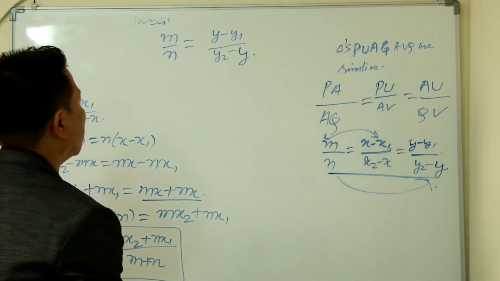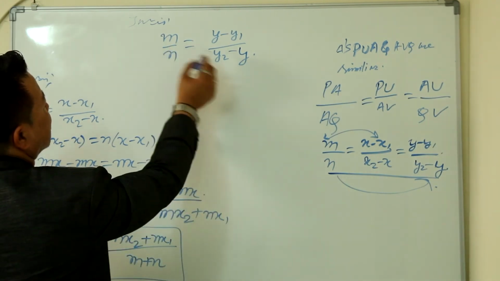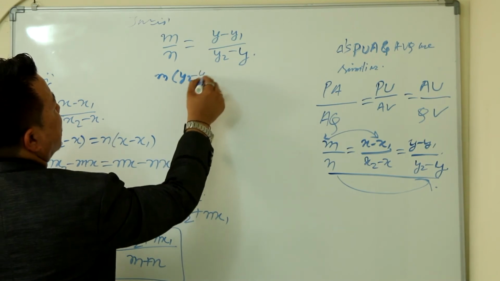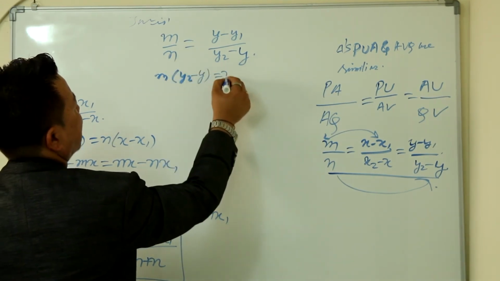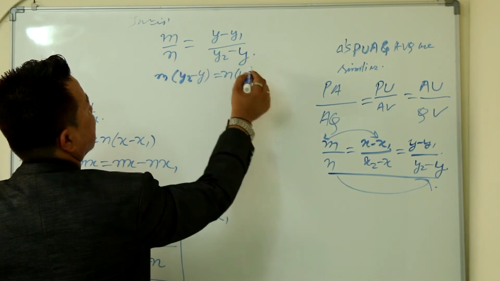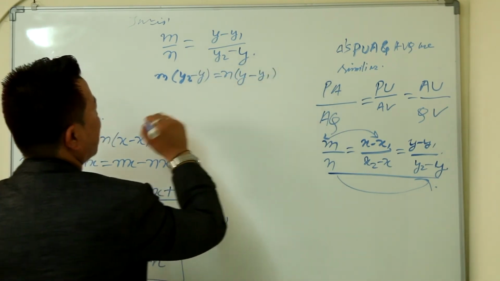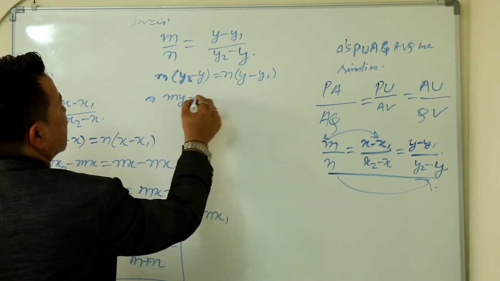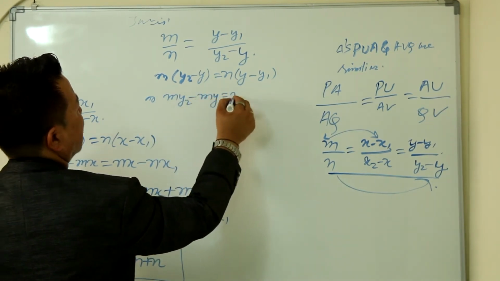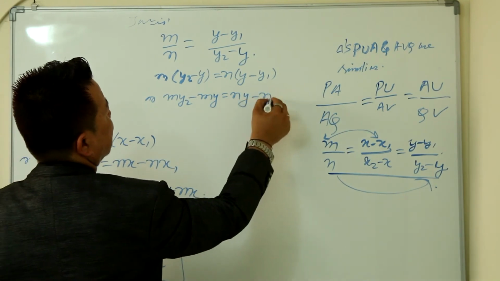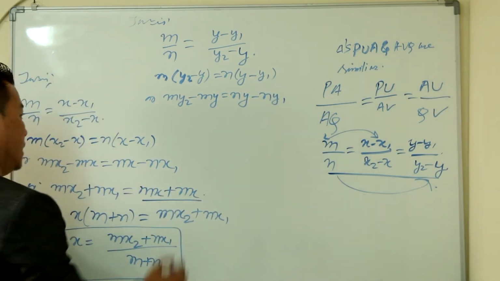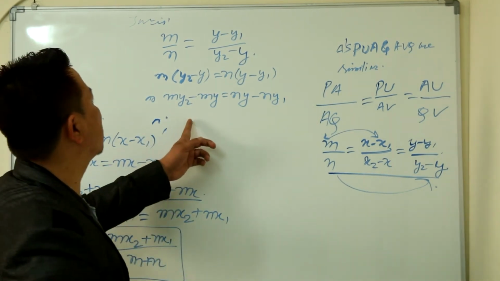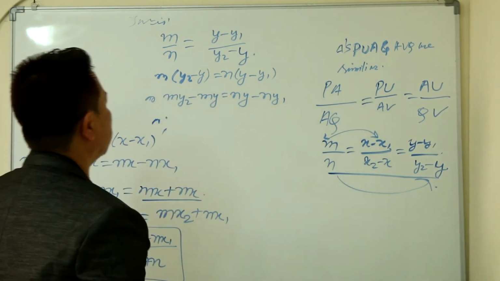Now again cross multiply, m into y2 minus y, similarly n into y minus y1. When you cross multiply, my2 minus my is equal to ny minus ny1. Now, is anything common here? Nothing is common here, so you need to arrange it.